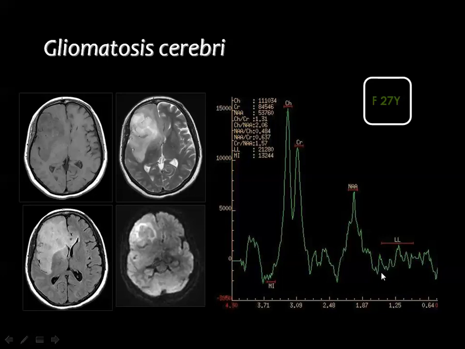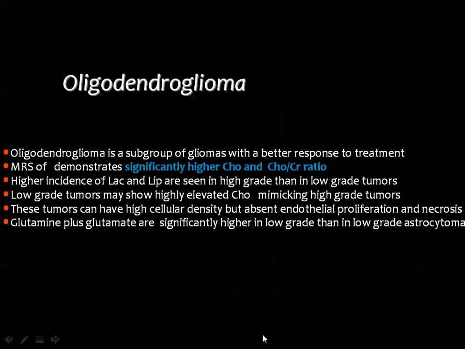The MR spectrum shows decrease in the NAA and increase in the choline, which are usually present in brain tumors.